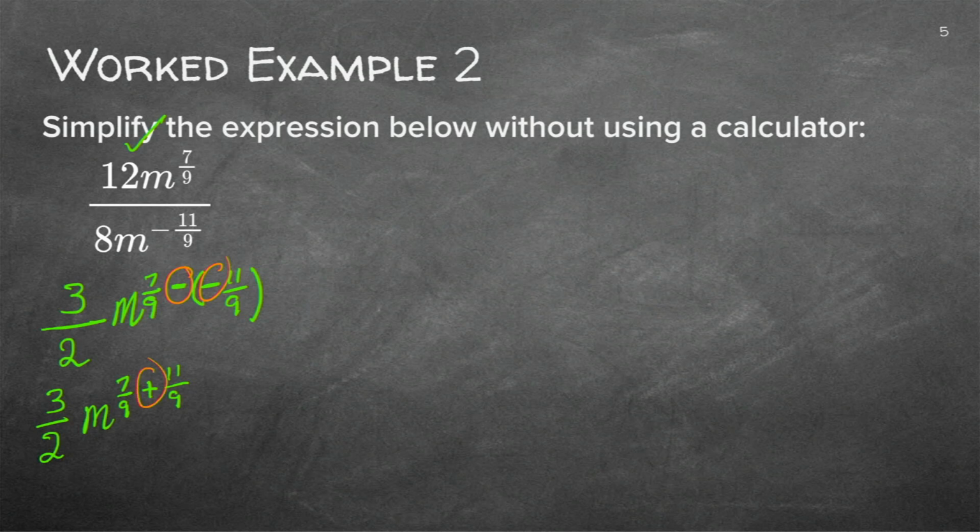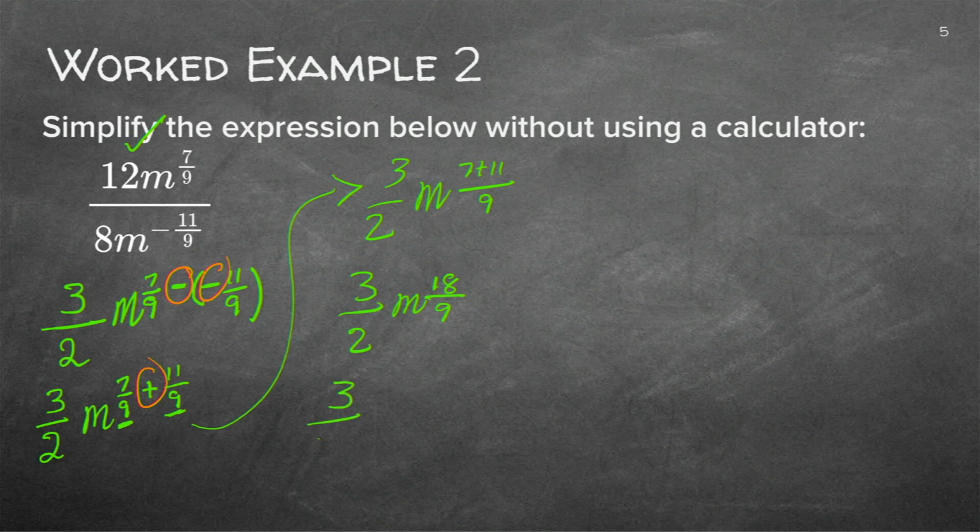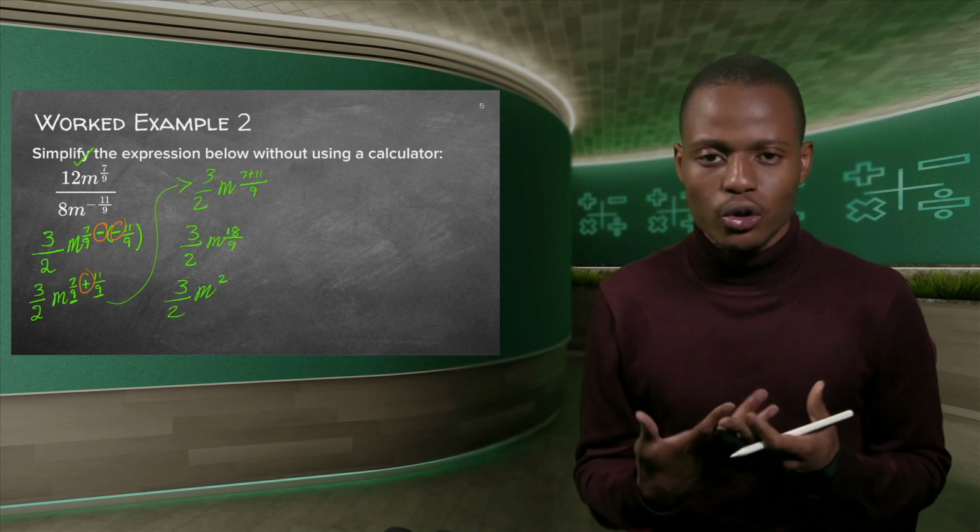Now, as you move on from that, it means you will simply have 3 over 2 m to the power of, so we look at our denominators, they're the same, so we can simply say this is 7 plus 11 divided by 9. Now you'll have 3 over 2 m to the power of 18 over 9, 7 plus 11 is 18 over 9, and this is going to be 3 over 2 m to the power of 2, because 18 divided by 9 is 2.